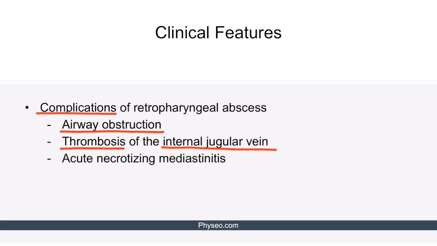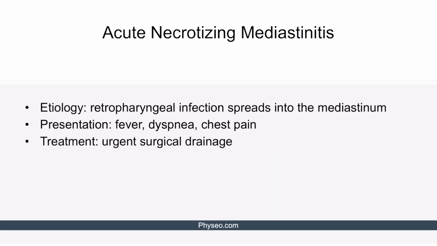And lastly, perhaps the most important feared complication is acute necrotizing mediastinitis. This may occur if the retropharyngeal infection spreads posteriorly through the alar fascia and into the mediastinum. Patients will typically present with worsening fever, dyspnea, and now chest pain.